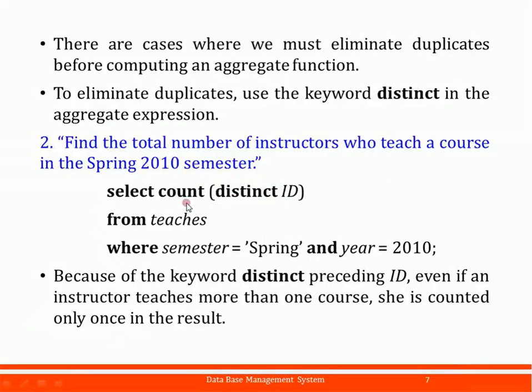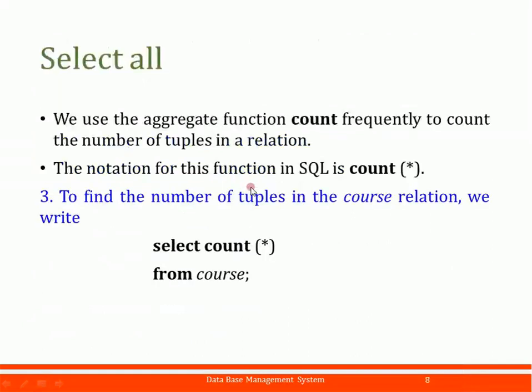This query will select the count of the distinct ID, after removing the duplicates, from the relation teaches, and the condition is that the semester has to be spring and the year has to be 2010. So this is how the query eliminates the duplicates with the help of distinct. Because of the keyword distinct preceding ID, even if an instructor teaches more than one course, they are counted only once in the result. That is where the use of distinct happens.